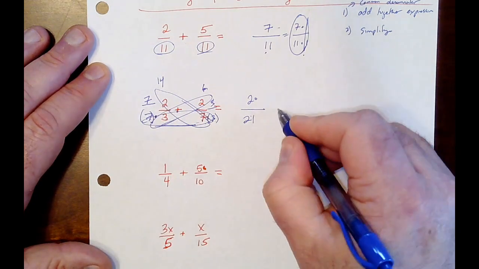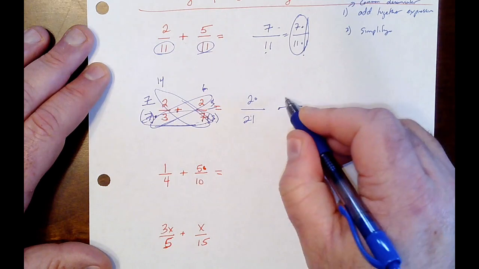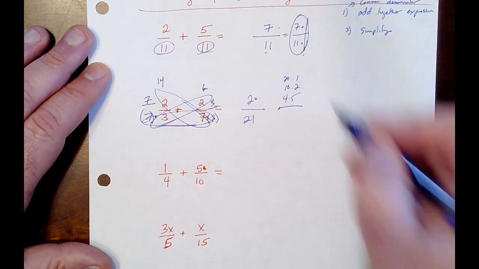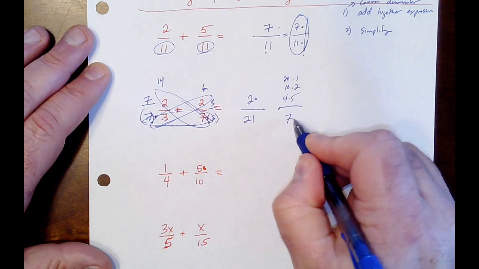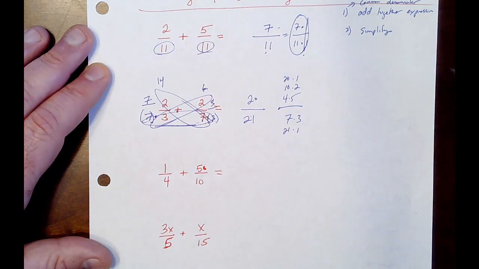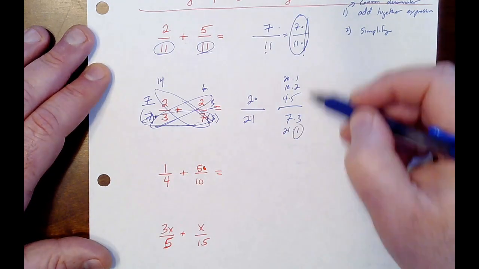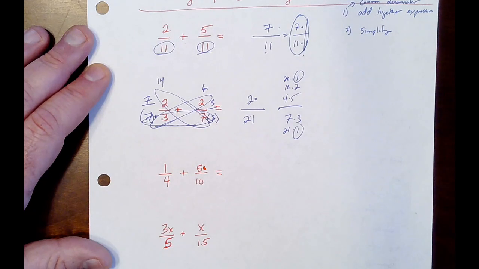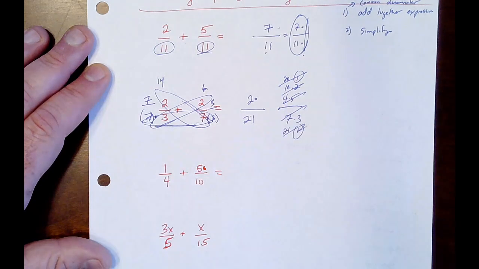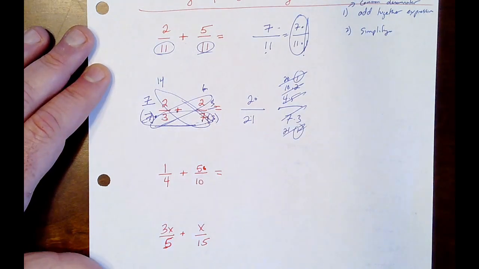Now 20 is 4 times 5, or 10 times 2, or 20 times 1. 21 is basically 7 times 3, or 21 times 1. The only matching factor they have is 1. So could I reduce this thing? No. And the answer would be 20 over 21. We can move on to the next one.